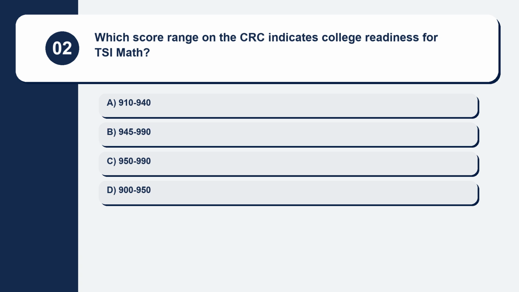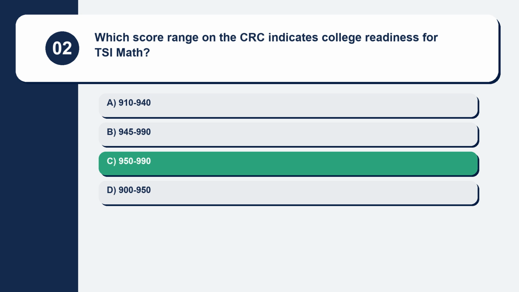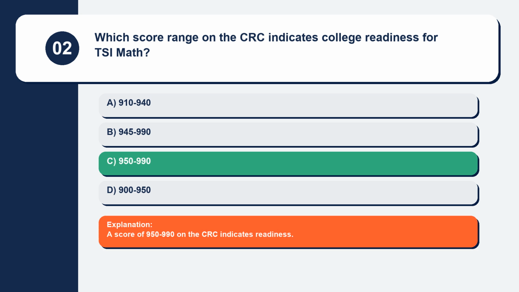Question 2. Which score range on the CRC indicates college readiness for TSI Math? 910 to 940, 945 to 990, 950 to 990, 900 to 950. A score of 950 to 990 on the CRC indicates readiness.